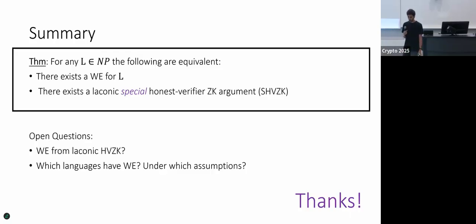So maybe it tells me that I don't expect this to be true. Right. Yeah, but when the argument system is such that the prover is very laconic, if it sends only one bit, then actually we know that this is true. Laconic. So it might be the case that maybe for laconic protocols, special and non-special are equivalent, but in general, they're not. Okay, thanks.